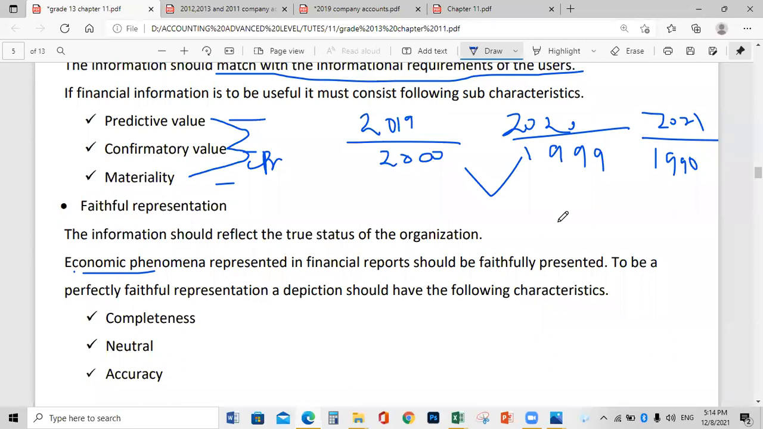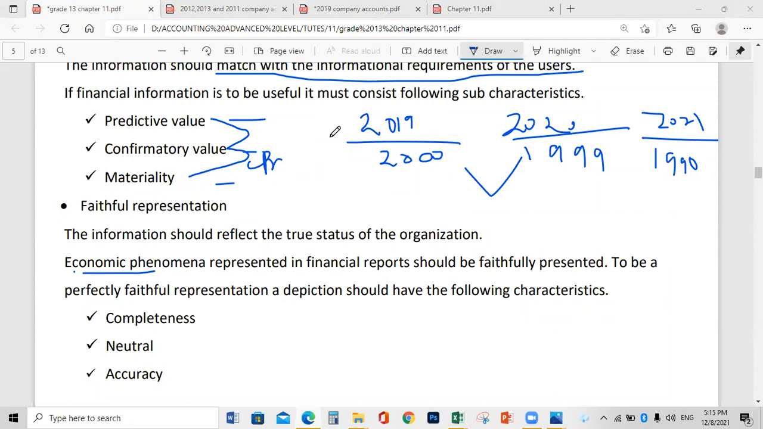Now, guys, in order to be faithfully represented, you should have 3 sub-qualitative characteristics. If you achieve these 3 only, guys, you will be faithfully representing information. First one, guys, completeness. Completeness means, guys, you can't just give half information, right? You can't just give half information which is incomplete. When you give incomplete information, no one can make a decision. For someone to make a decision, you have to give complete information.